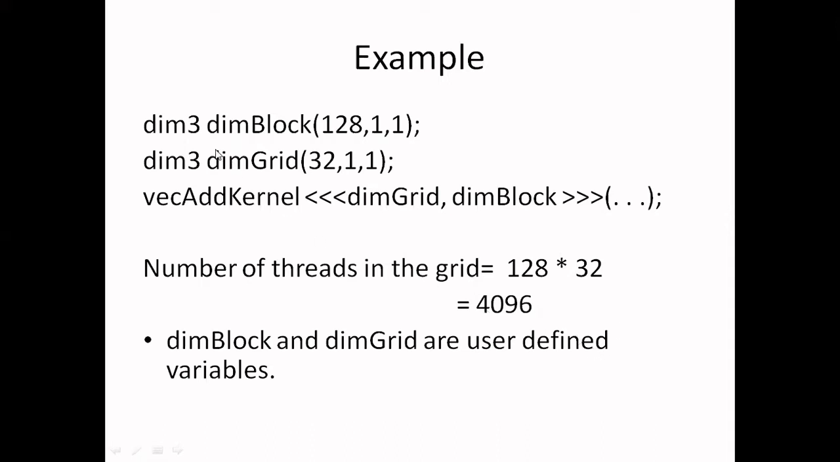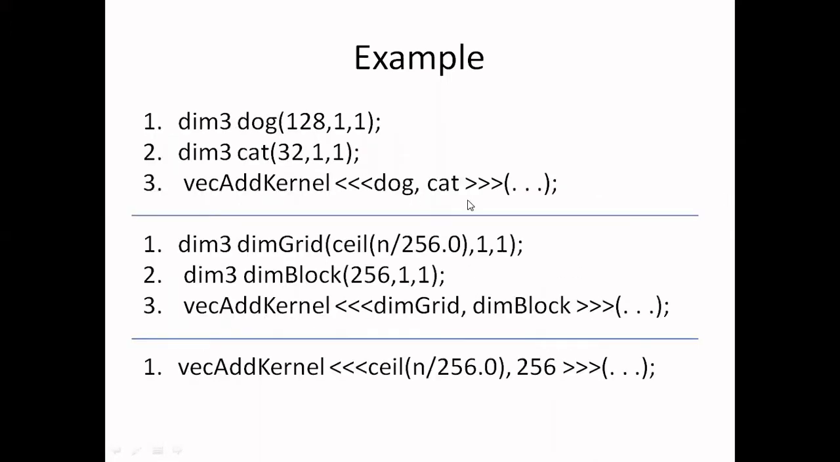Now here you can see dim3 is a keyword. It is a data type. However, dim block or dim grid, they are user defined variables. In place of this, you can use any other variable, any other name, maybe dog or cat also. These are examples already taken from the book.